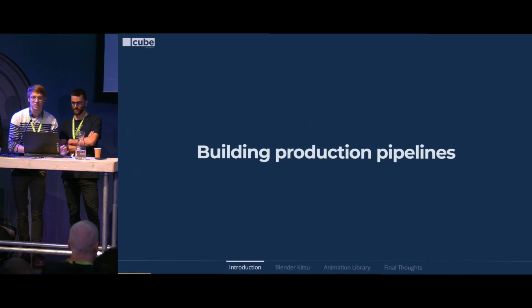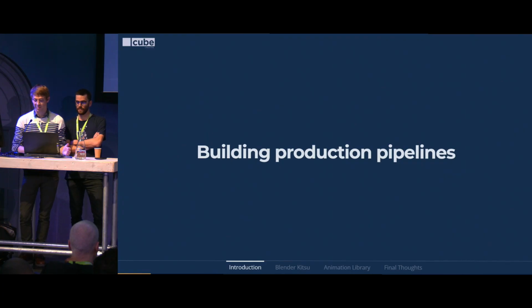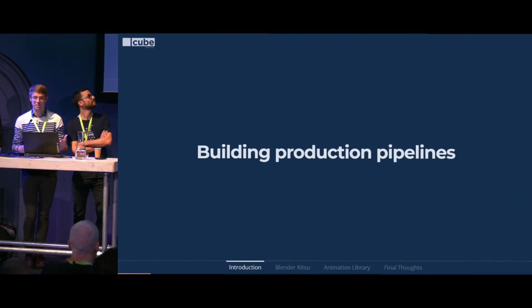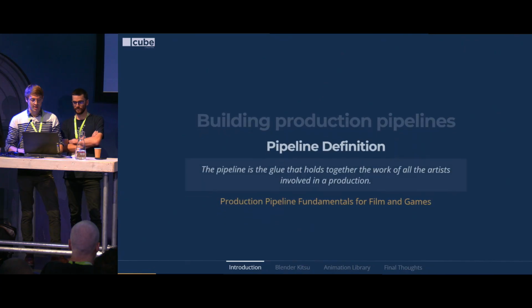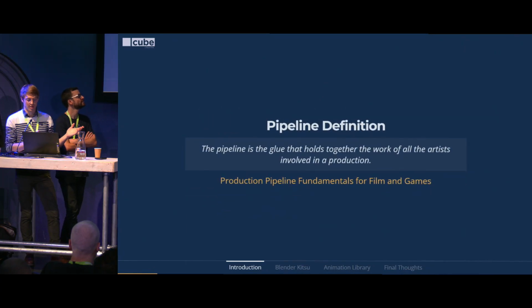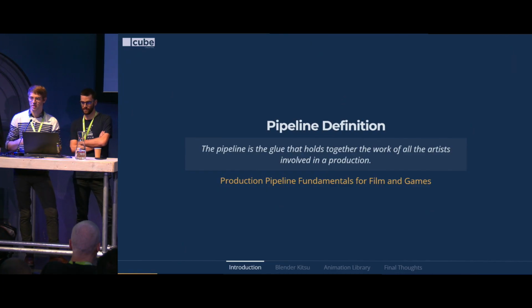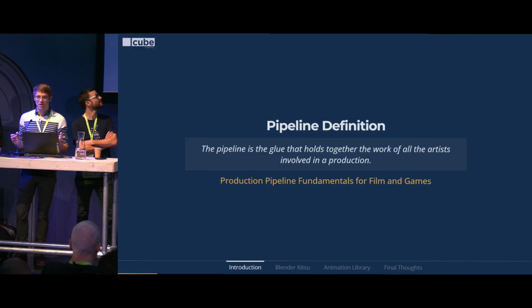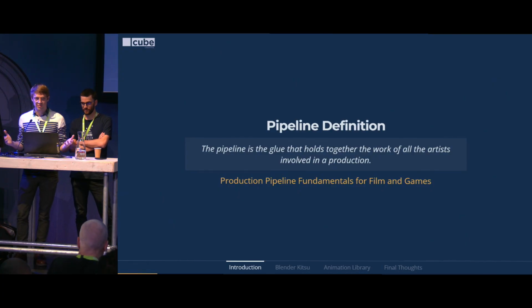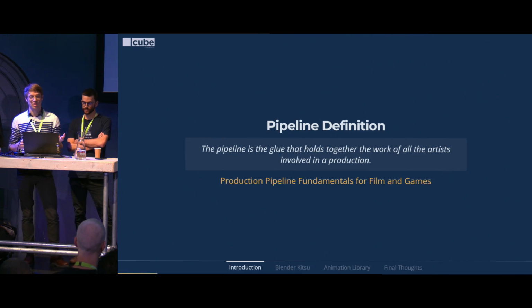So, first of all, a bit about pipeline and how we build one at Cube. So what is a pipeline? Here's a definition among others. The pipeline is the glue that holds together the work of all the different artists in a production. So this is one definition, but it tells us something about the strong relation that exists and that binds the tools and the productions it serves.